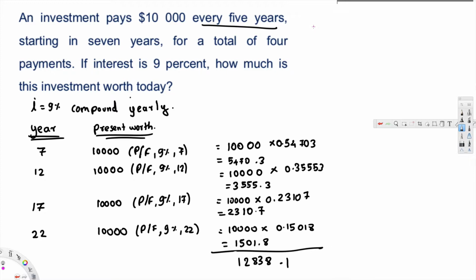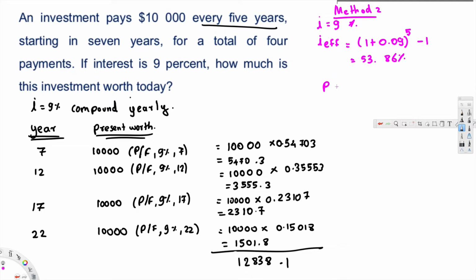I use a different color. Here we know the percentage is 9%, so I is equal to 9%. Method 2: first we have to calculate the effective interest rate. To calculate it, we use this equation: 1 plus the percentage in decimal, 0.09, to the power of 5 since it's every 5 years, minus 1. If you calculate this, you're going to get 53.86%.